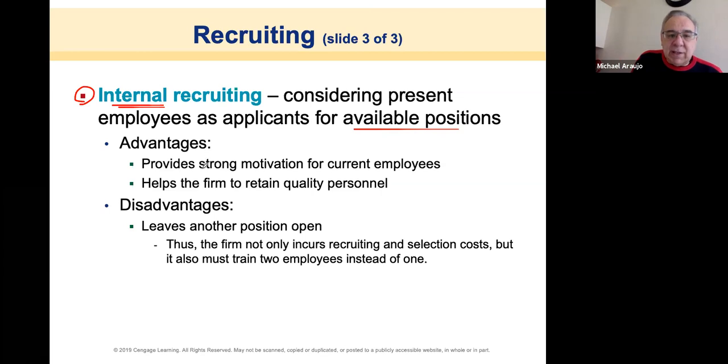Well, it does provide a strong motivation for current employees to work hard because they know there are promotional opportunities available. And of course, you can keep people there longer, which helps you retain good people because they have those opportunities to grow. Of course, the disadvantage is if you move one person from one position to another, now you've got the other position to fill. So it's six of one, half a dozen of the other to some degree, but it really depends on how that goes. And so you're going to have a recruiting effort anyway to fill whatever job is left open.